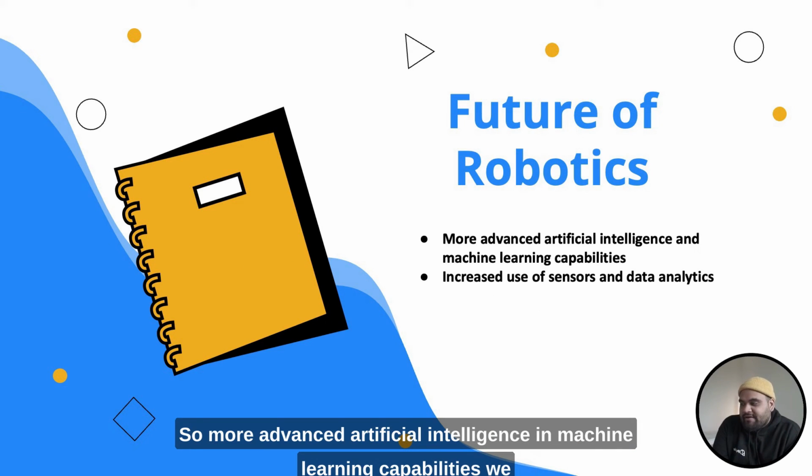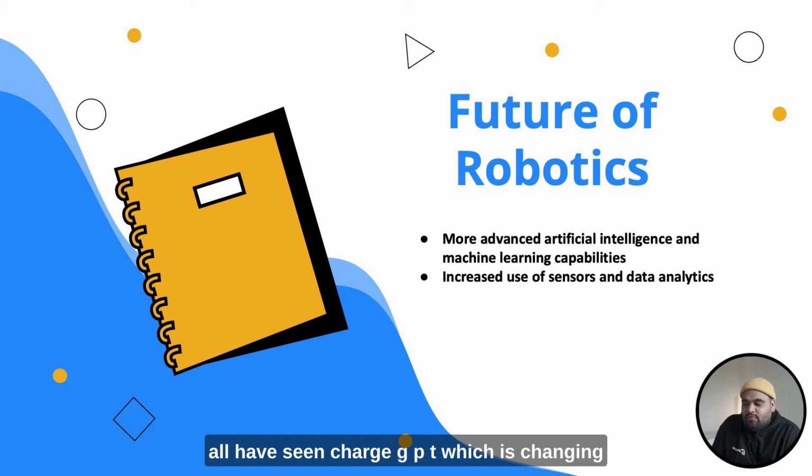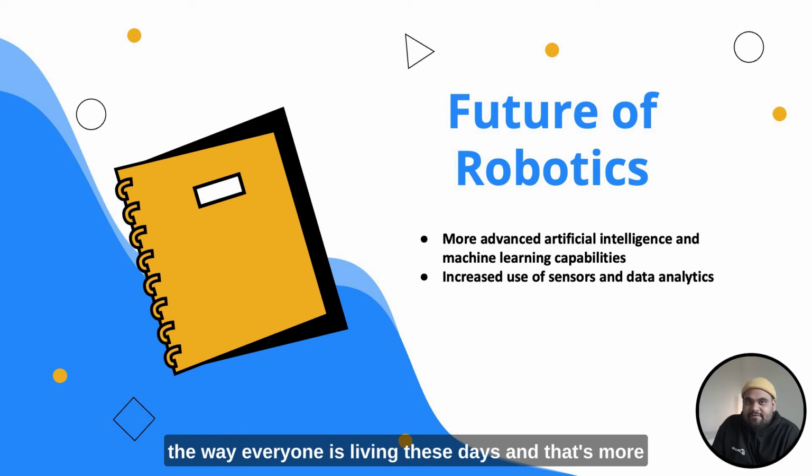So, more advanced artificial intelligence and machine learning capabilities. We all have seen ChatGPT, which is changing the way everyone is living these days, and that's more about AI. But sooner or later, all this AI capability will be transferred to a robot, so that the robot can also think, react, and take actions, and that's going to be amazing, actually.